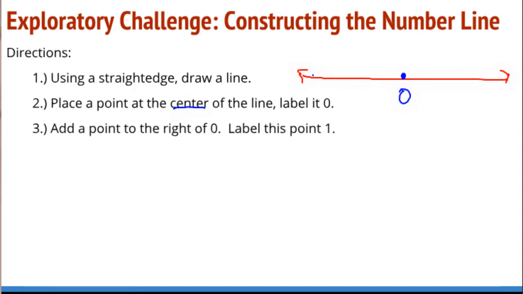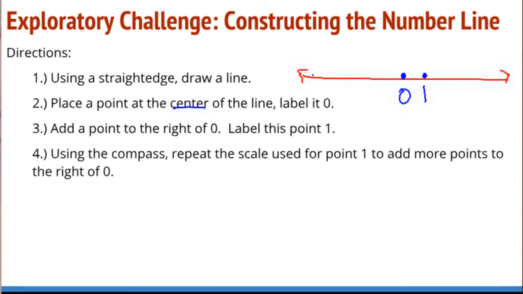And we are going to come to the right of 0 and add another point, and we are going to label this as 1. Now, if we were in class, I would have you use your ruler or a compass to record the interval, the distance between the 0 and the 1. And we would make sure that all the other points on our number line are that distance. It's important as we think about number lines that we understand the whole numbers are supposed to be the same distance apart.